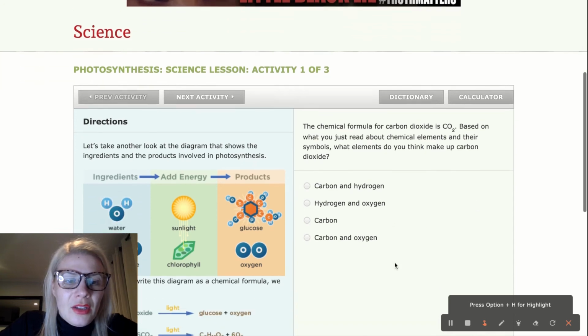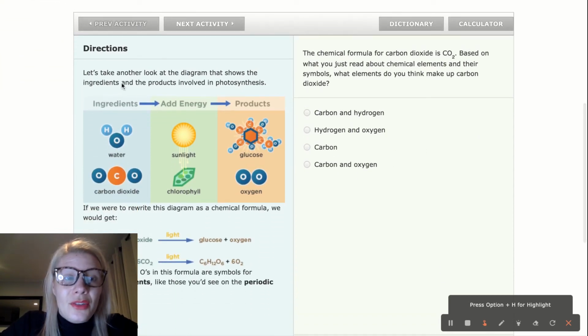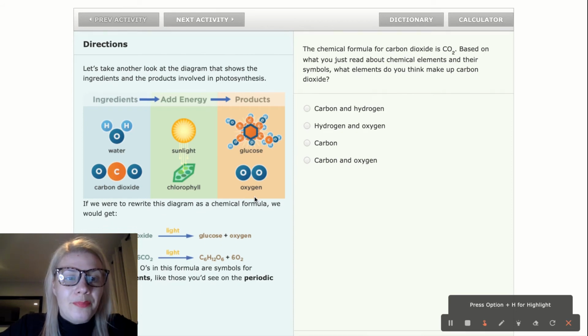All right, so the directions have changed. Let's take another look at the diagram that shows the ingredients and the products involved in photosynthesis. Ingredients over here. We need sunlight to mix those ingredients, so to speak. And then our products are glucose and oxygen.